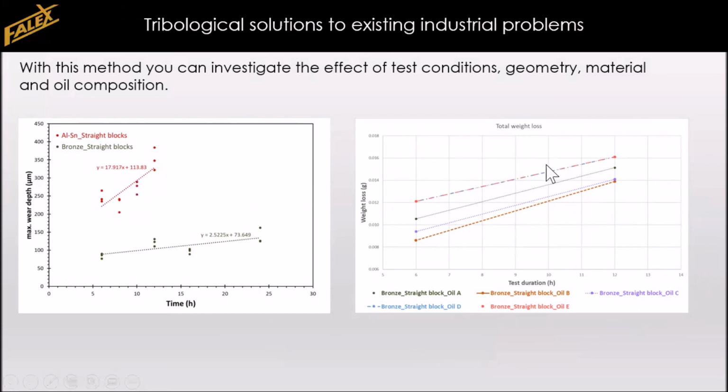And in this graph, we can see a distinction between using different oil formulations, always with the same straight blocks. And in this case, we're using, again, the bronze straight blocks. So the methodology gives us access and a possibility to screen different compositions of oils and alloys and to find the optimum cases for the wind turbine.